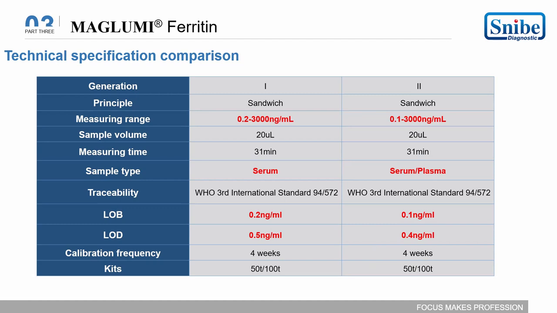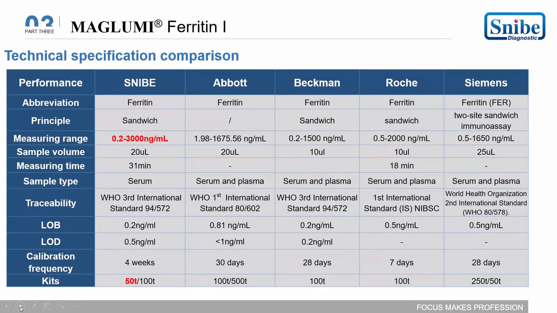If we talk about comparison with the other competitors, we have a very comprehensive comparison of SNI with Abbott, Beckman, Roche, and Siemens. For ferritin, we have a sandwich principle, as do Beckman and Abbott. We have a broad measuring range as compared to the other competitors, an optimum sample volume, a 31 minute assay time, and both serum and plasma.